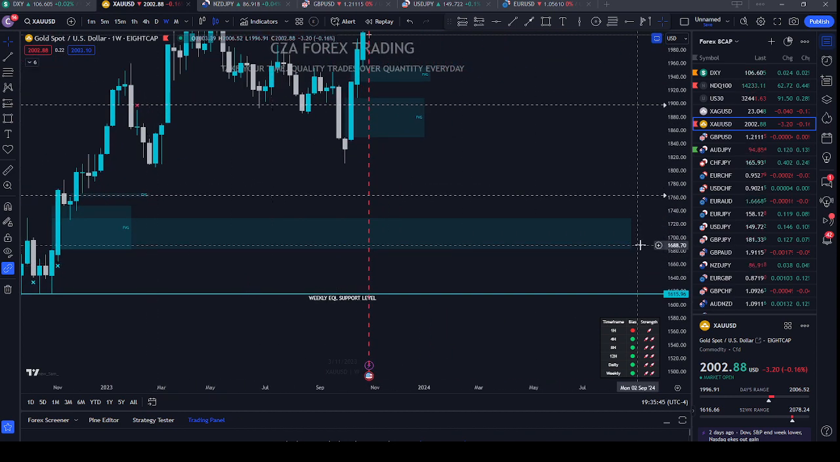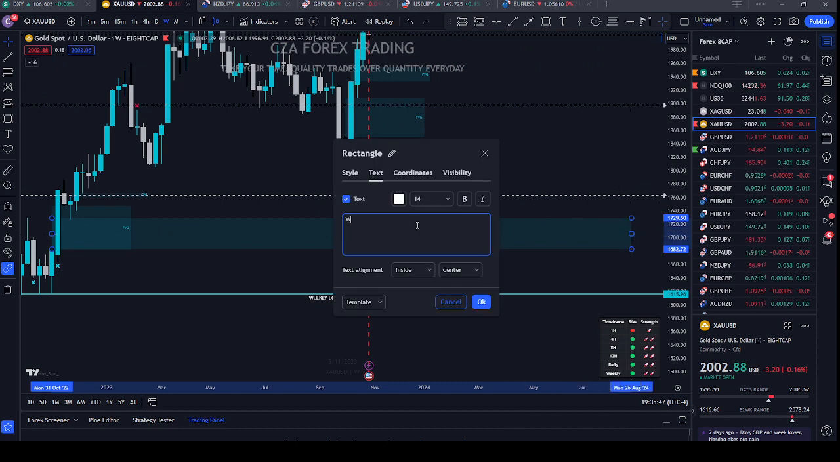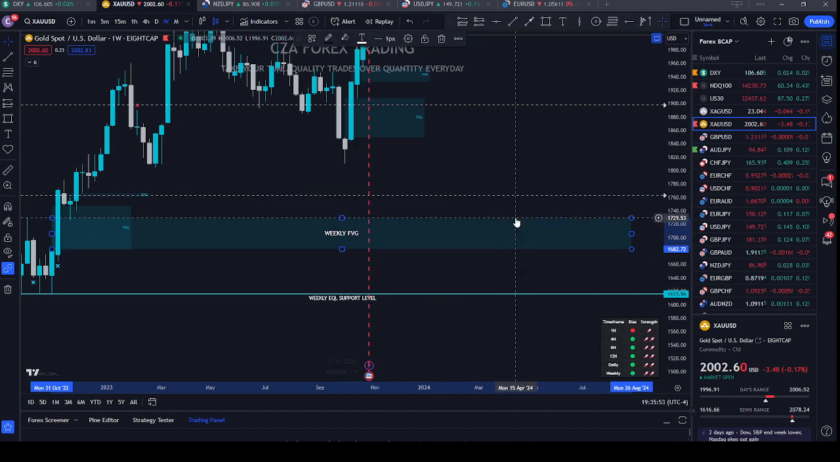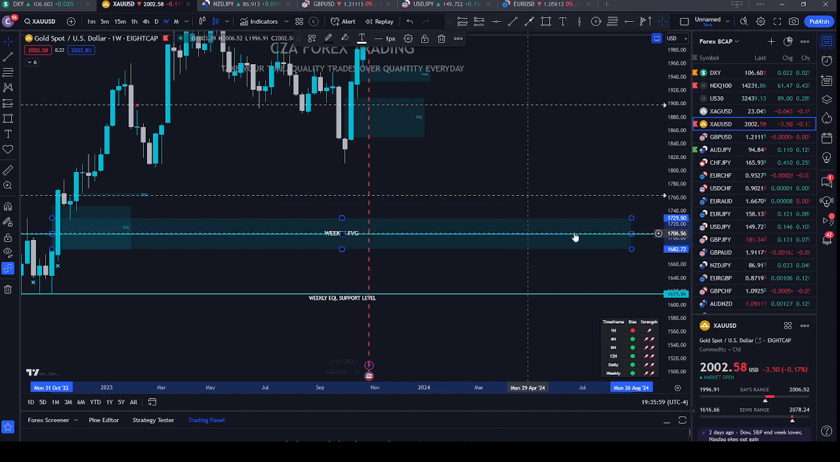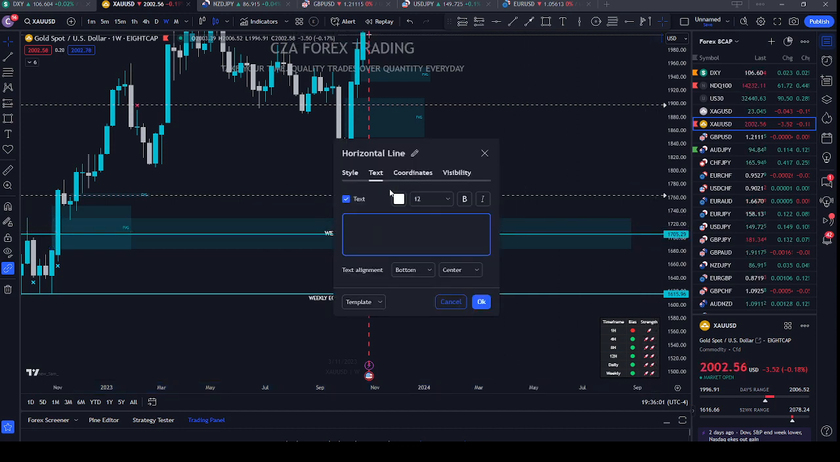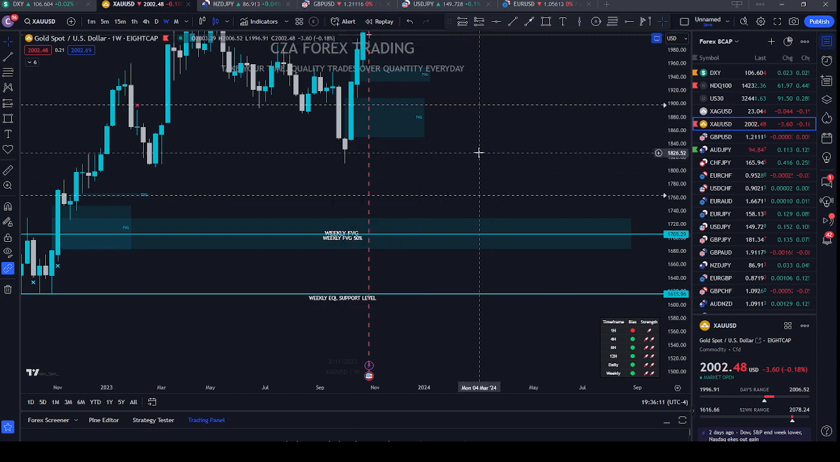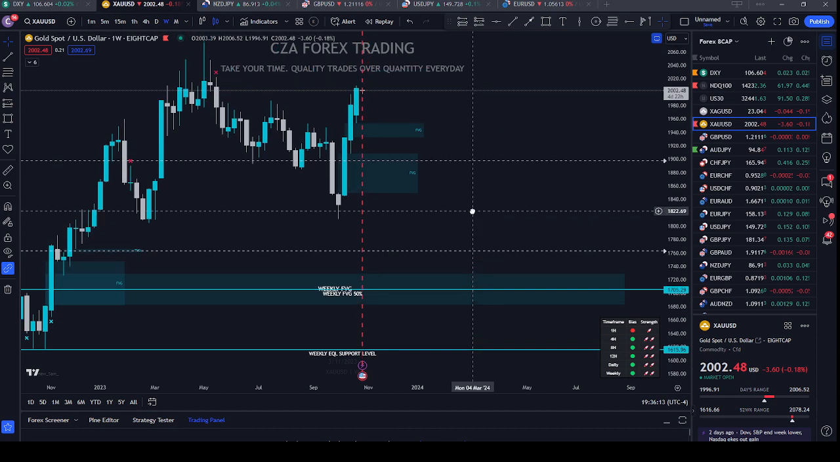Alright, this fair value gap over here, let's identify that. Weekly fair value gap. Then we're going to also do the 50%. I'm going to eye it out. Let's identify that. Weekly fair value gap 50%. Right, so that level is 1705.29.